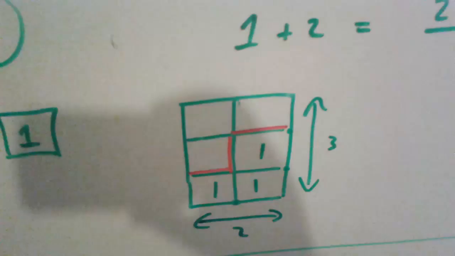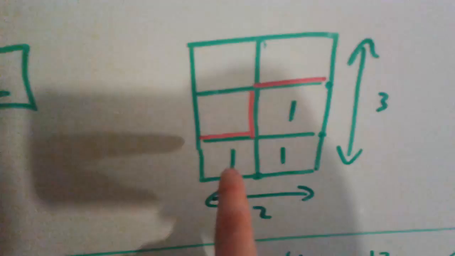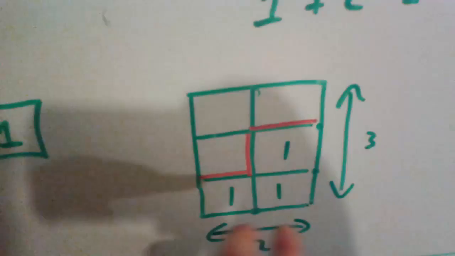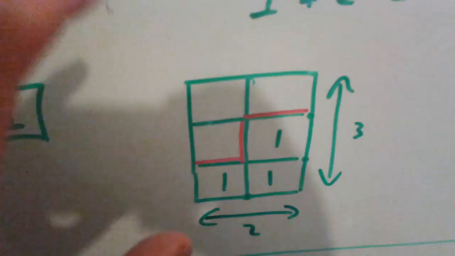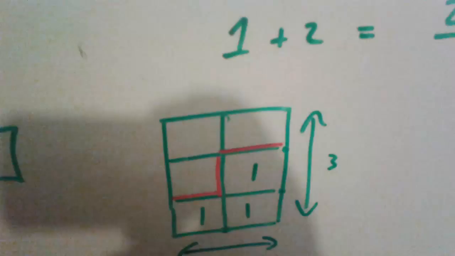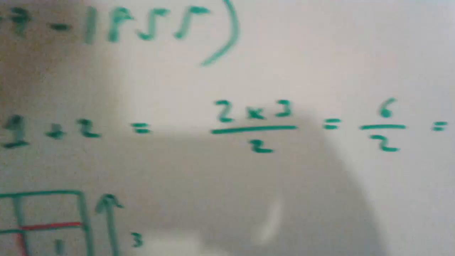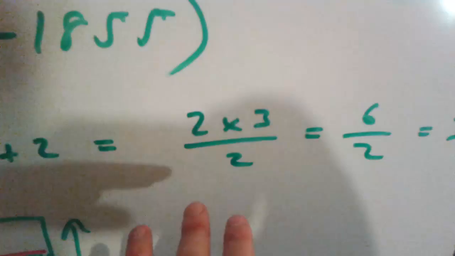As you can see here, we've got 3 squares. 1 plus 1, 2, which is 3 squares filled out, right? But in this rectangle, there are 6 squares in total. So we know that 1 plus 2 is 6 divided by 2. As you can see here, 2 times 3 divided by 2 is 6 over 2, which is 3.